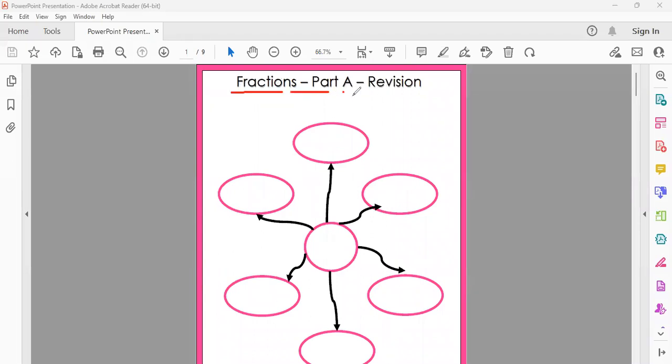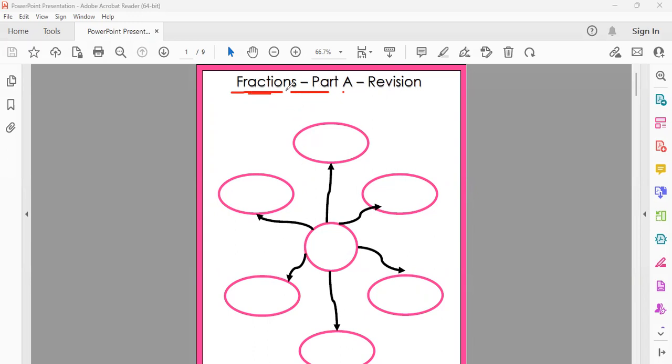Okay, as you can see in your module, there is a bubble map. Now this bubble map is meant for you to go through and revise what are the things that you need to know in this topic of fractions.